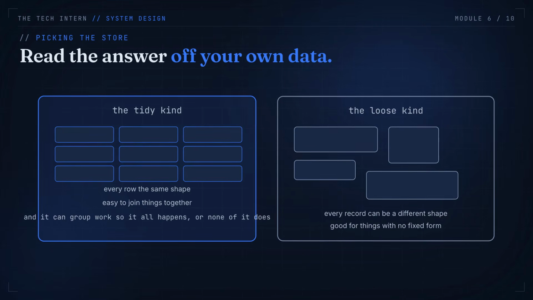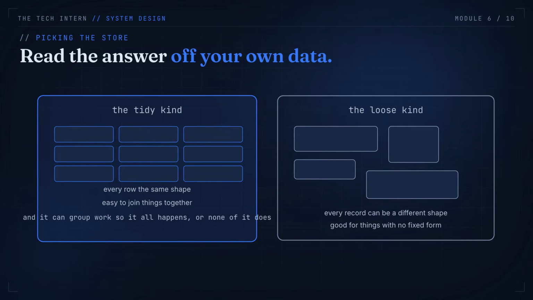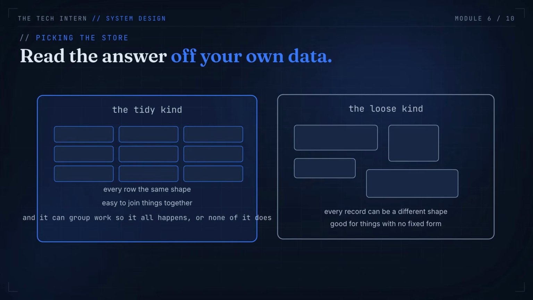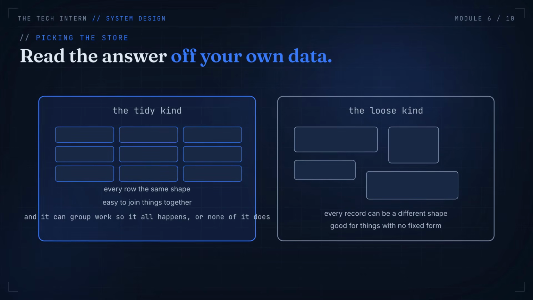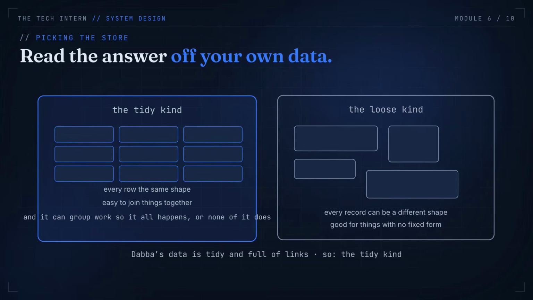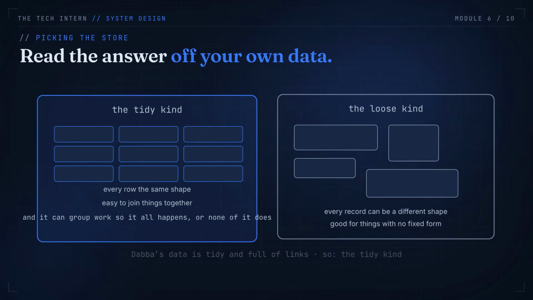So which one does Dabba get? Read it off the model. Our core data has a fixed shape and it's full of relationships. Orders point at users and restaurants, ratings point at both. Answering our questions means joining them constantly. That's pointing straight at SQL. So the core of Dabba goes in a relational database.